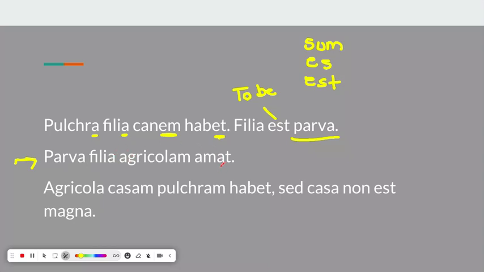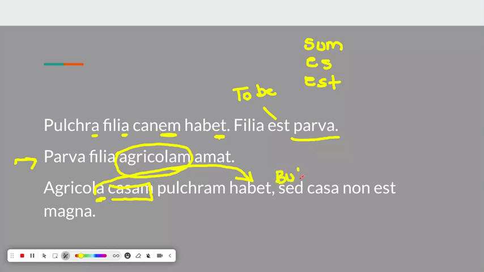She loves the farmer. Notice the farmer is different now. But notice it changes over here. Because the farmer over here was in the accusative case, or the object of the verb, not the subject of the verb. Now the farmer is the subject of the verb. Go find the verb, there it is. The farmer has a pretty something, casam, that's house. We talked about that in the beginning. The farmer has a pretty house.